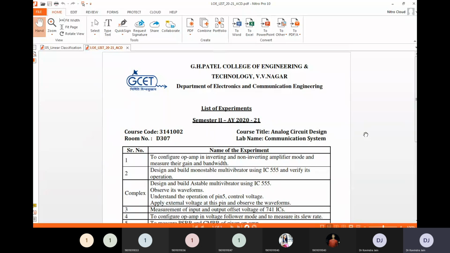So guys, let me ask, have you read this topic of operational amplifiers ever previously? No, sir. You have never come across operational amplifiers? Yes or no? No, sir. Okay. I will start with the very basics of operational amplifiers. Please wait for a few minutes.